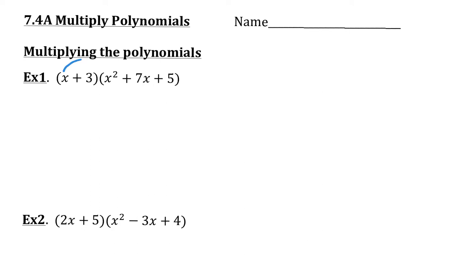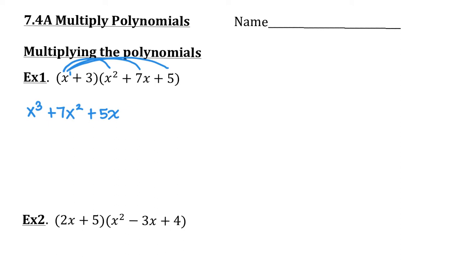Now if I do x times x to the second, remember this x counts as an x to the 1, so x times x to the second is actually x to the third. x times 7x is 7x to the second, and then x times 5 is positive 5x. Okay, now I've distributed to all three things, which is why I have three terms now.